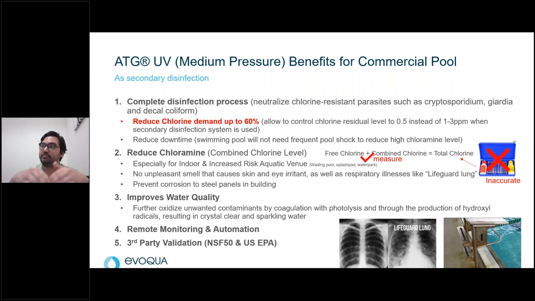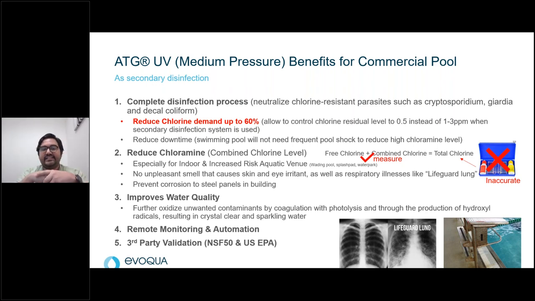Second, only medium pressure polychromatic UV can reduce chloramine level. I show an example on the right there, where there's some misconception in the market as well. Typically, if you see the test kit, those measure total chlorine, not free chlorine. Therefore, when it comes to commercial pool, some countries mandate a water analyzer to measure free chlorine rather than only total chlorine. And some to measure combined chlorine. Total chlorine is basically a combination of both free chlorine and combined chlorine.